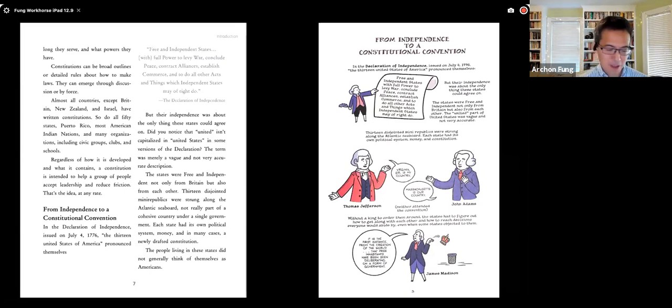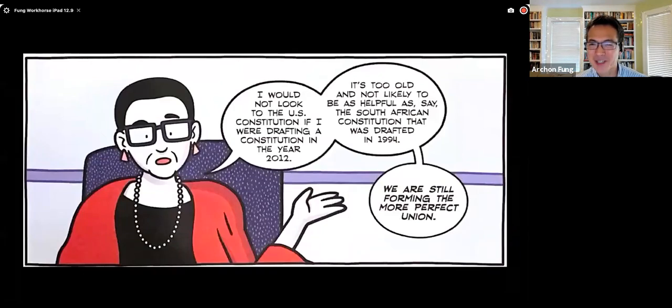One of my favorite pages in the book comes from when Justice Ginsburg is visiting Egypt and thinking about the constitution that they should have after the Egyptian revolution. And she says, "I would not look at the US Constitution if I were drafting a constitution in the year 2012. It's too old and not as likely to be helpful as, say, the South African Constitution, which was drafted much, much later, of course. We're still trying to form a more perfect union."